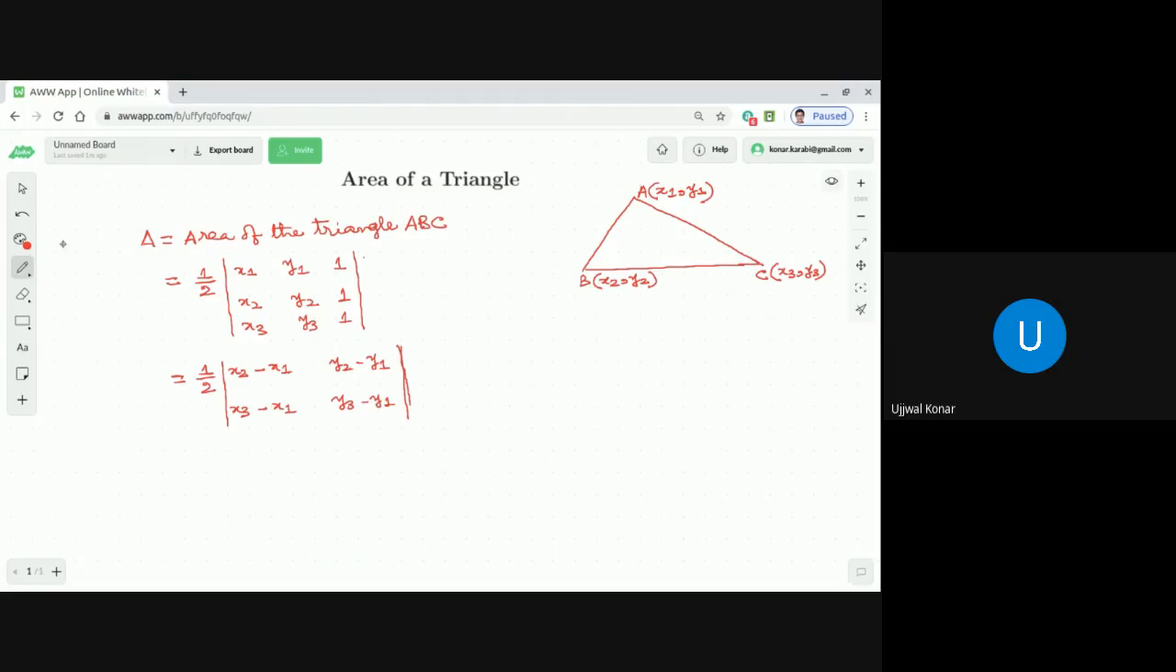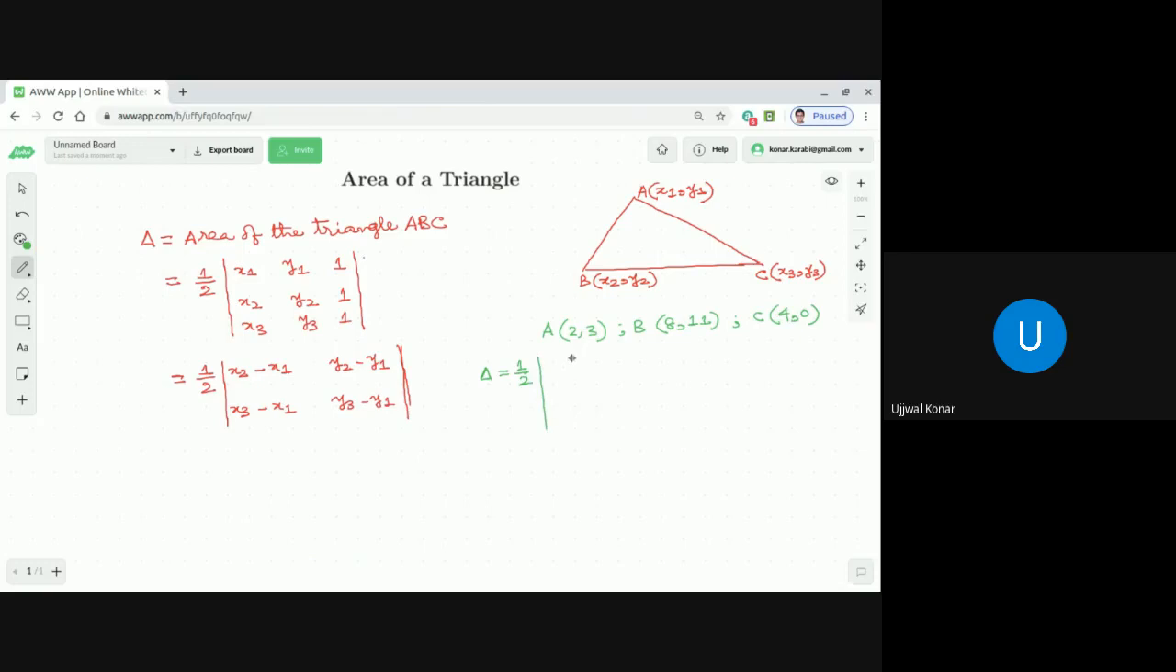Let's take an example. Suppose a triangle is given to us with 3 coordinates: A, let's take 2, 3; B, we can take 8, 11; and C is the point, let's take 4, 0. So what will be the area? You compute the time it takes to find the value of this thing. It will be very easy.